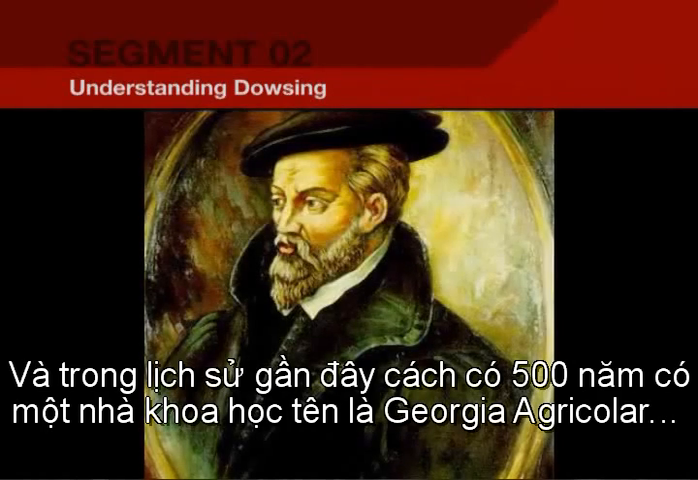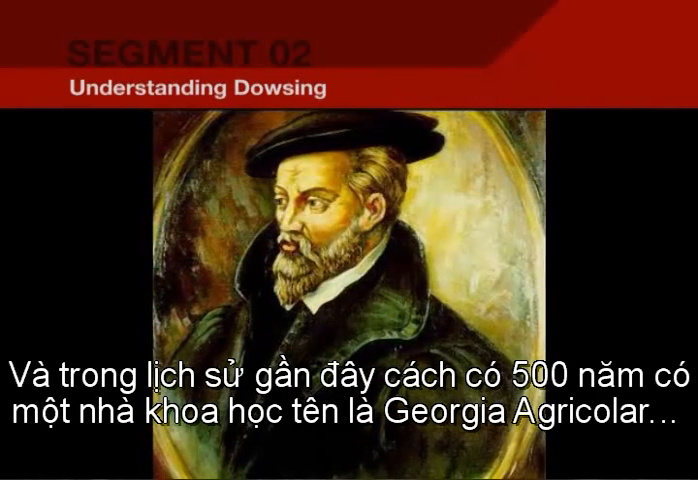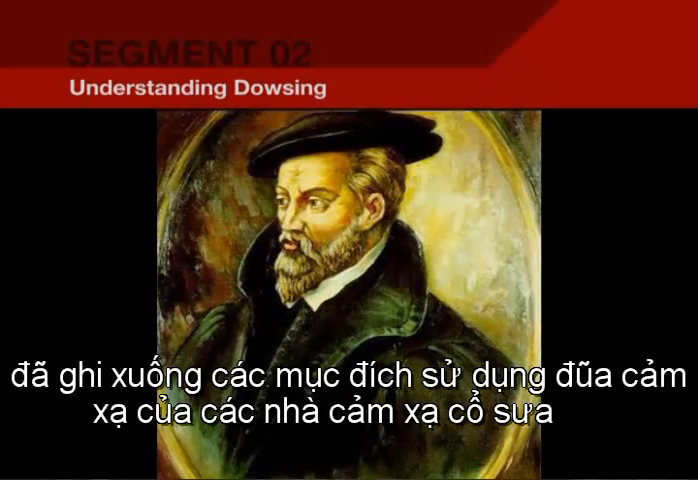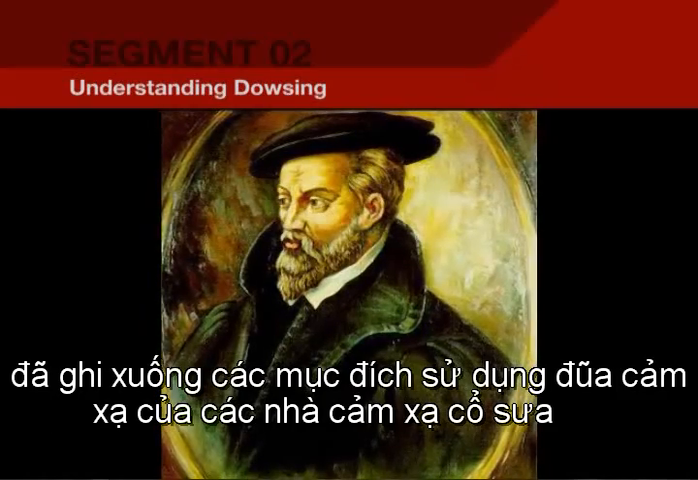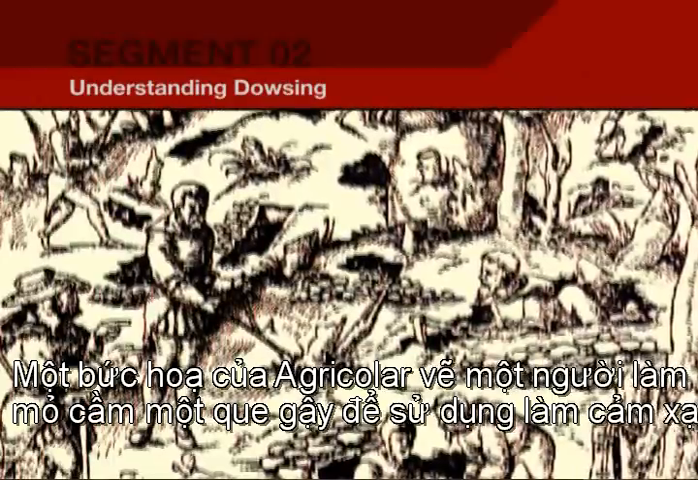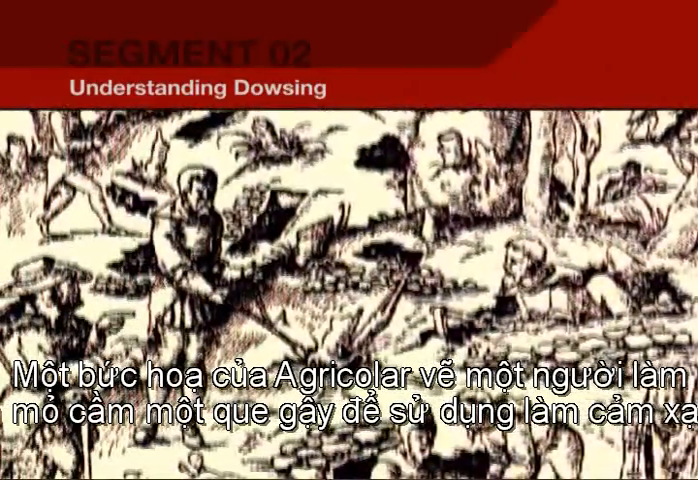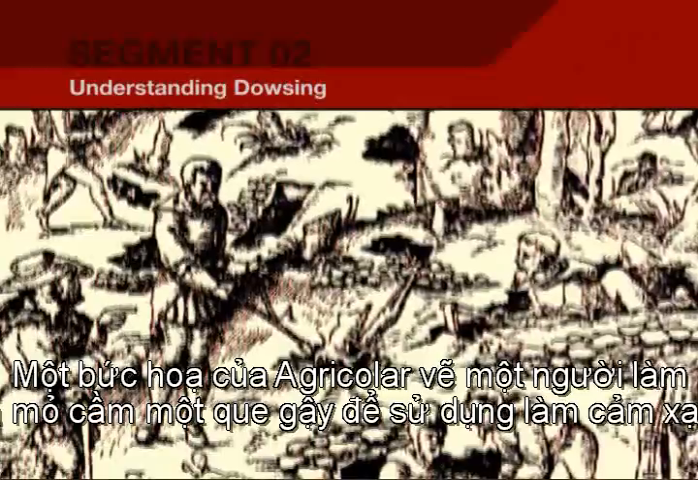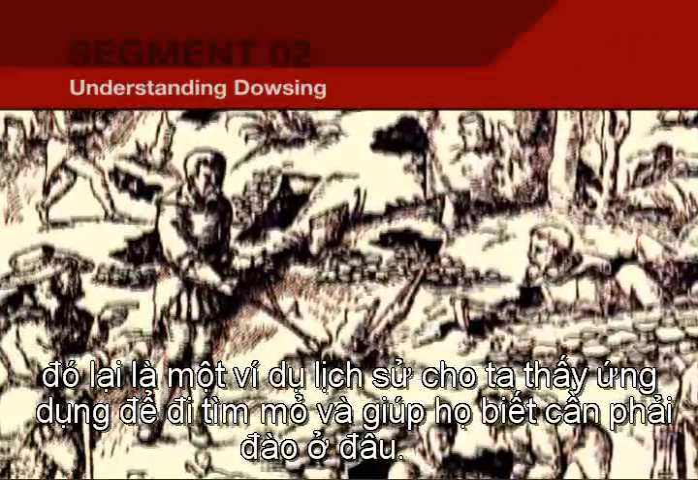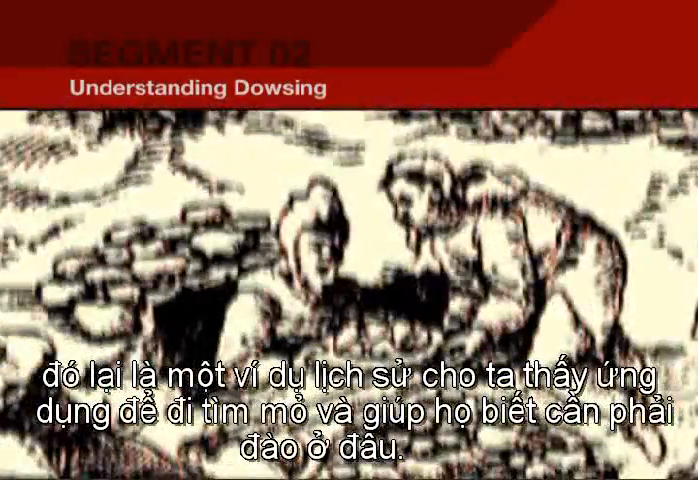In more recent history, about 500 years ago, a scholar by the name of Georgius Agricola documented the various uses 16th century dowsers applied to their rods. A woodcut from Agricola's historical archive shows a man among miners taking a limb from a tree to serve as a rod. Once again, it displays dowsers looking for ore and clearly showing miners where to dig.